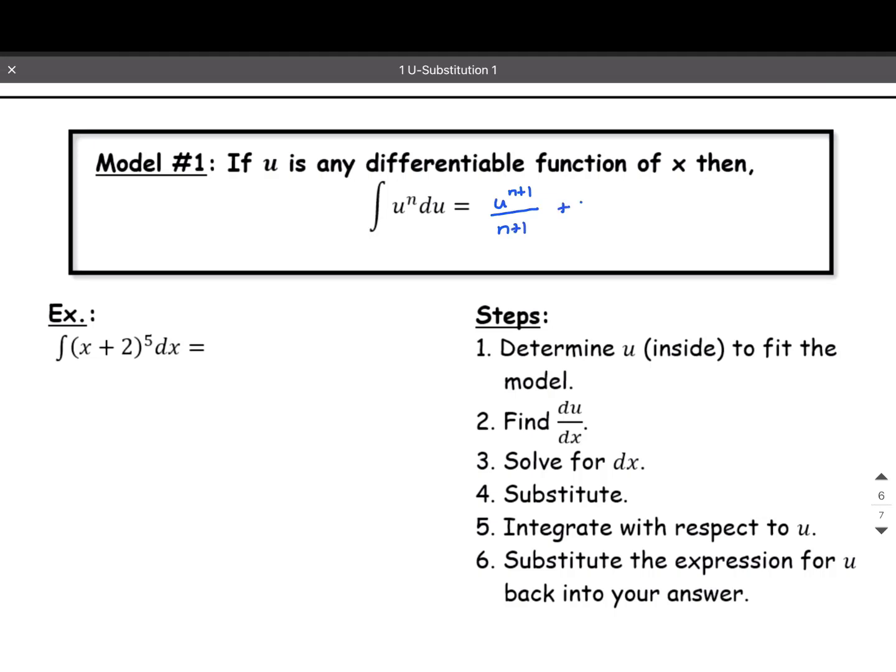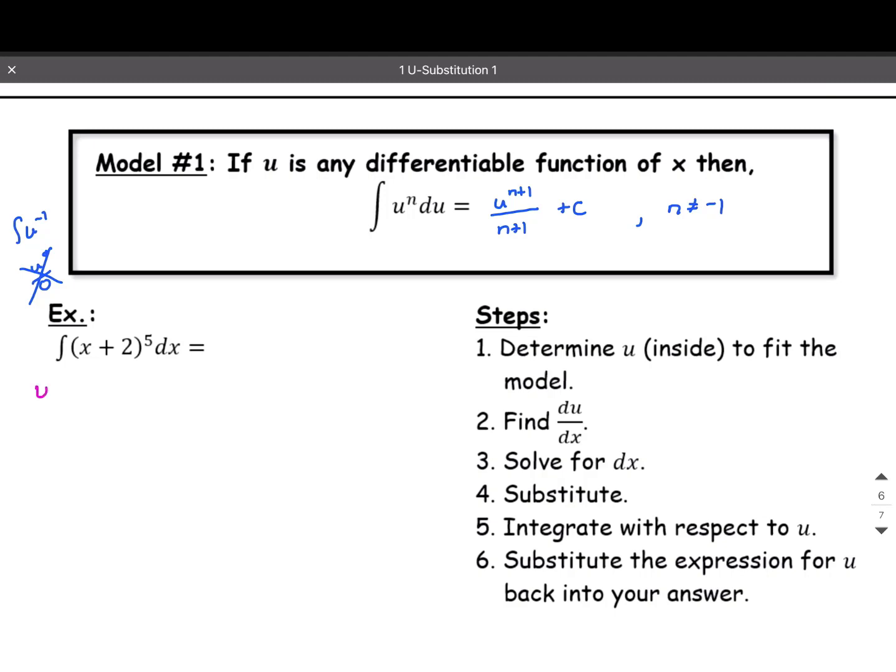Don't forget your plus c, but remember, this does not work if n is -1, because if the original was u to the -1, if you add 1 to that, it's u to the 0 divided by 0. You can't do that. So this does not work when it's u to the -1 du. That's something else. Okay? So anytime you have something raised to a power, you're going to let that inside be the u. Okay? So we're going to determine u, the inside.